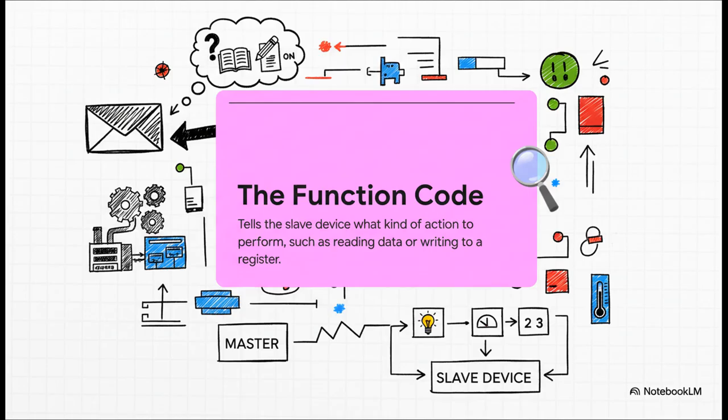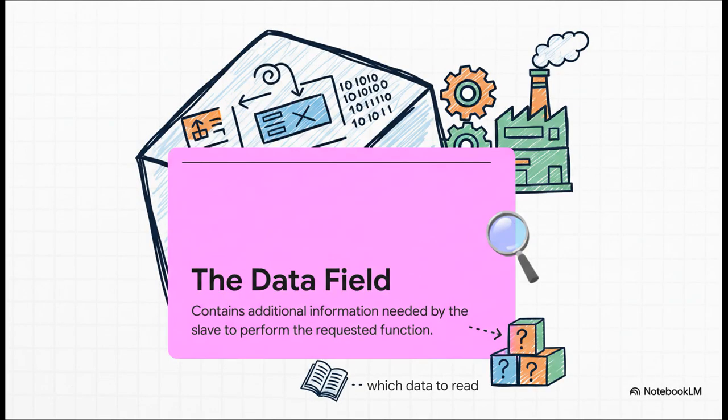Next up is the function code. This is the subject line of our letter. It tells the slave exactly what the master wants it to do. It's just a simple number that stands for an action, like read some data for me, or hey, turn this switch on. Then you've got the data field. This is the body of the letter, right? It provides all the specific details needed to carry out that function.